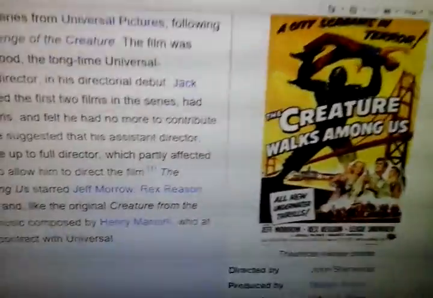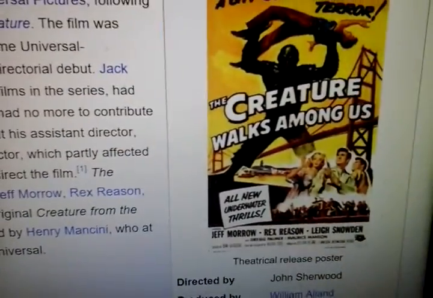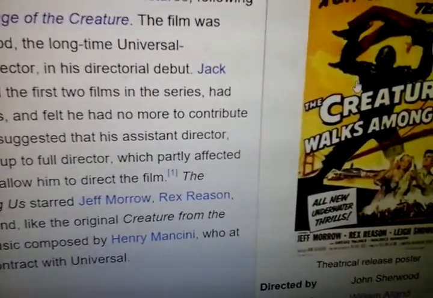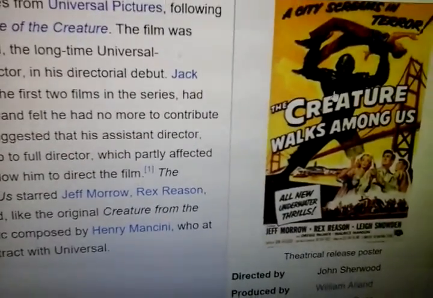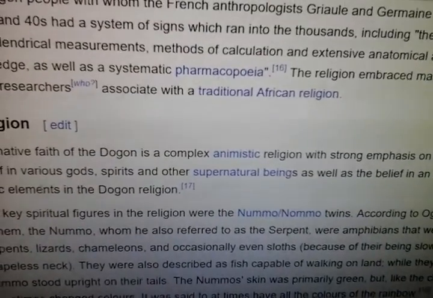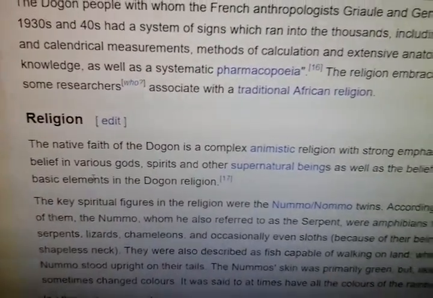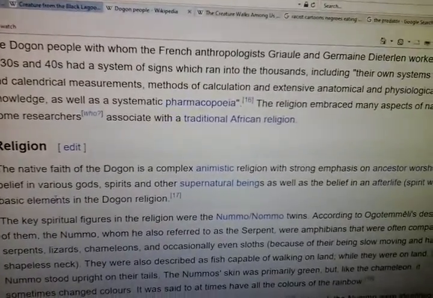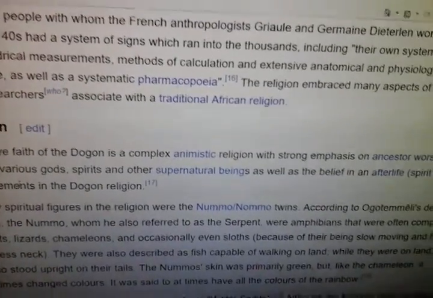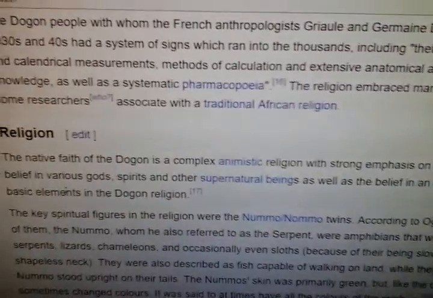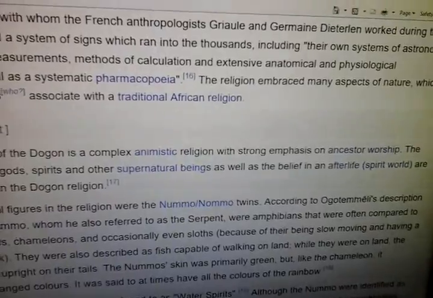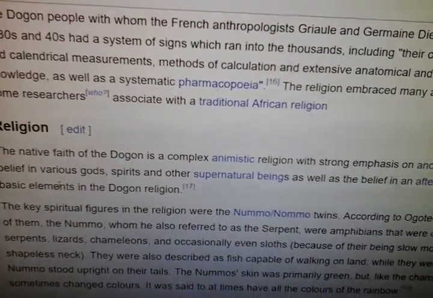I want you to see this. Let me lighten this up some. I'm going to click on some images so you can see this. But the creature's a dark greenish, and his lips are red. Now let's go here to the Dogon people. The Dogon people in their religion, the native faith of the Dogon, is a complex animistic religion with strong emphasis of ancestor worship. The belief in various gods, spirits, and other supernatural beings, as well as the belief in the afterlife, or the spirit world, are basic elements in the Dogon religion. Listen to this.